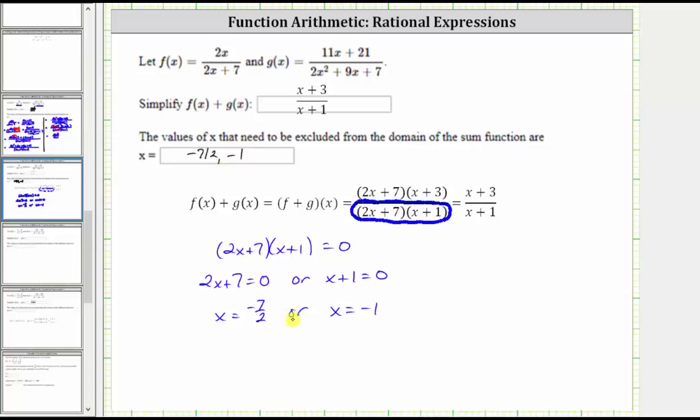Also, if we go back up to the original functions, notice f of x would have a denominator of 0 when x is equal to negative 7 halves, which is another reason why negative 7 halves must be excluded. And we also now know the factored form of the denominator of g of x is the quantity 2x plus 7 times the quantity x plus 1. Notice both of these excluded values would make the denominator of g of x 0, once again giving us division by 0, which is undefined.